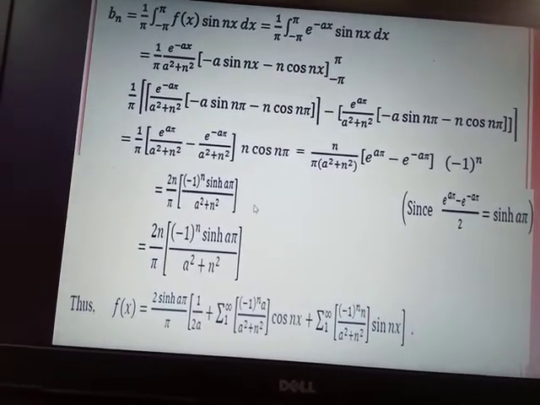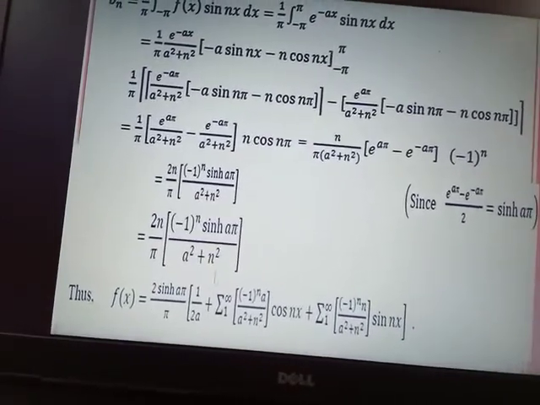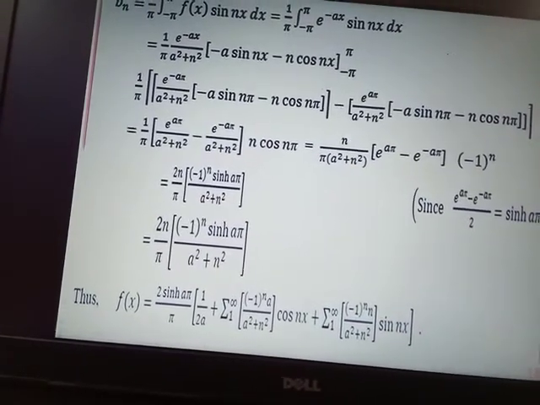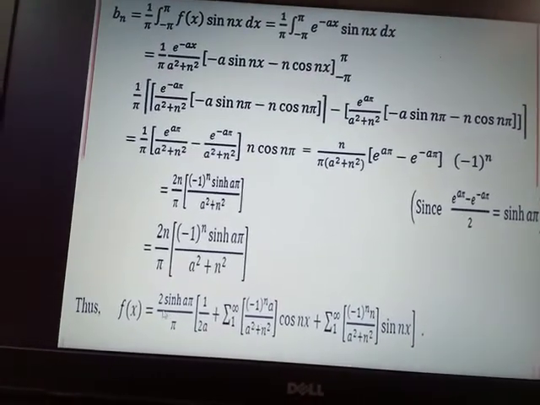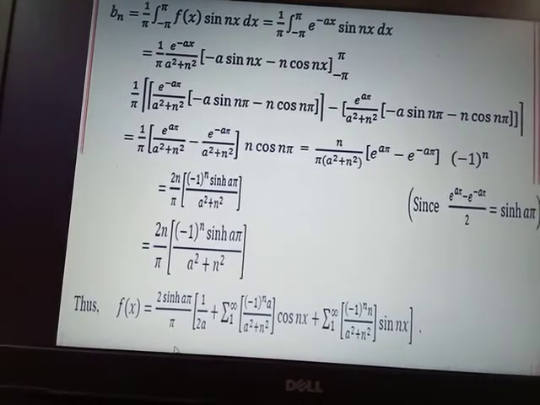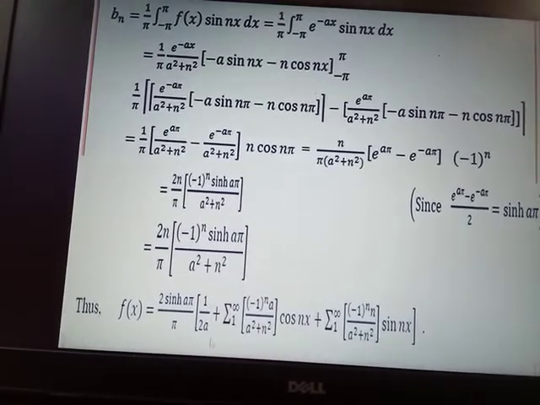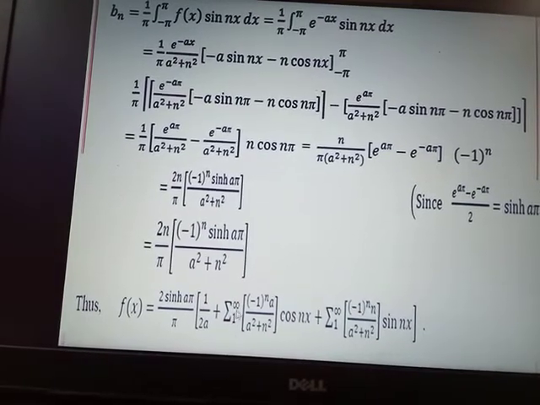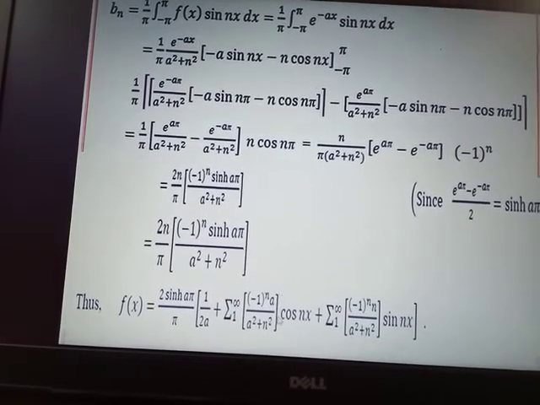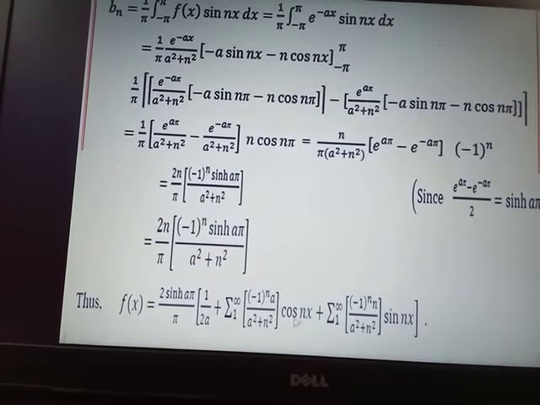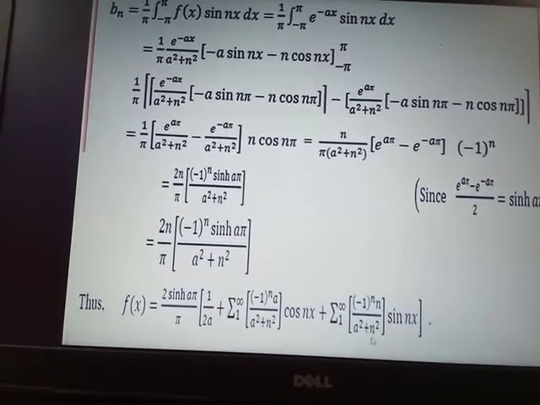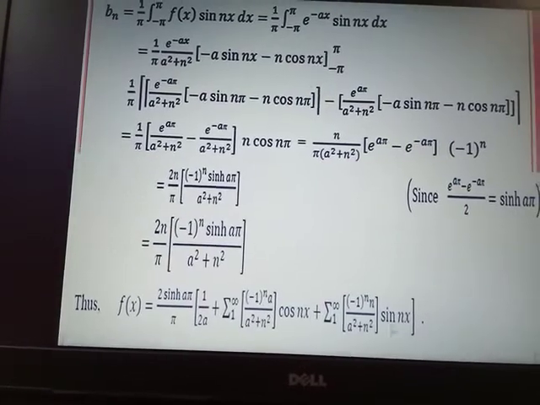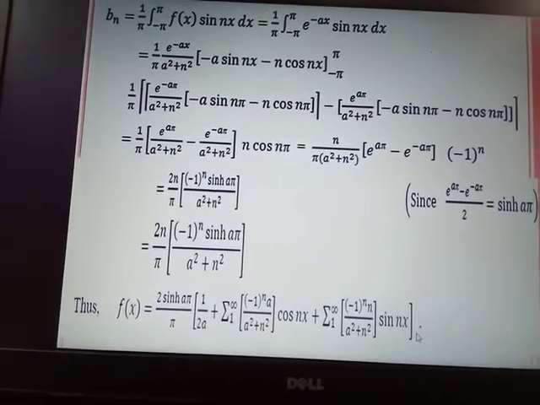Now we have to substitute all these coefficient values, that is a naught, an and bn, in equation 1, the Fourier series. We get f of x is equal to 2 sinh a pi divided by pi into 1 by 2a plus summation n running from 1 to infinity minus 1 raised to n a divided by a square plus n square into cos nx plus summation n running from 1 to infinity minus 1 raised to n into n divided by a square plus n square into sin nx. This is the Fourier series.